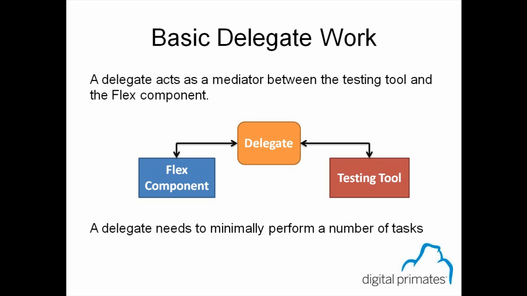Now that's fine. It's okay that there's some piece there, but what that means is that there's this delegate code that has to exist and it has to perform a minimum number of tasks. So some of those tasks we enumerate on the next slide here.